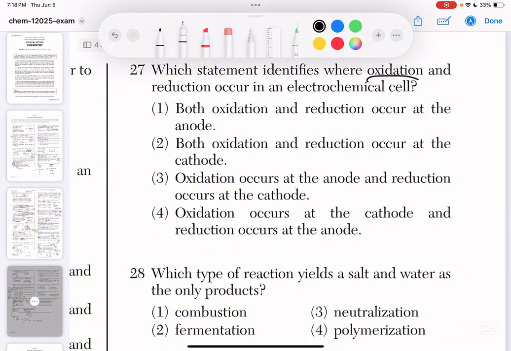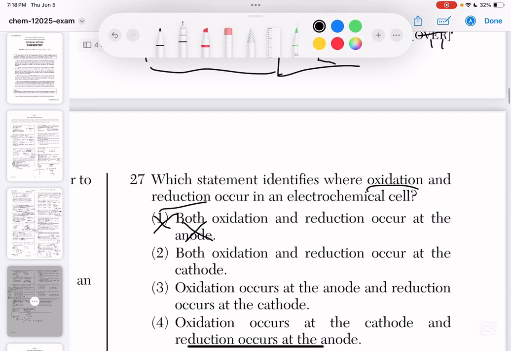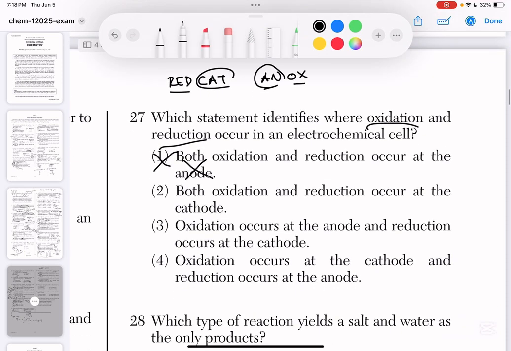Statement, oxidation, reduction. This is not true. So have our very useful mnemonic. Reduction happens at the cathode, oxidation happens at the anode. This one.